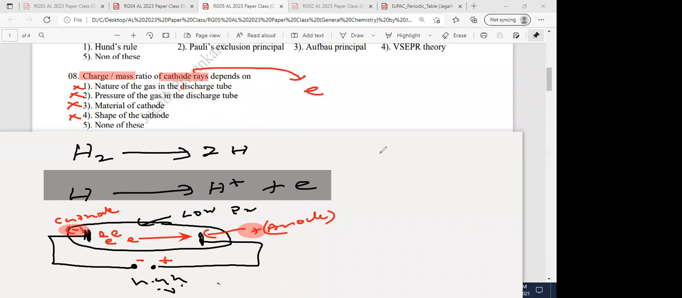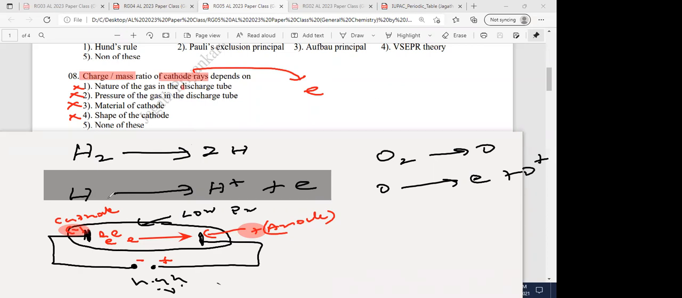So whatever the gas, when it's ionized, electron is electron. The properties won't change. Is that clear? Pressure of the gas won't affect. Nature of the gas also will not affect. And the material of the cathode also will not affect. Whatever metal you use for the cathode, the electron is coming due to the ionization of the gas. The shape of the cathode also will not affect. Is that clear?